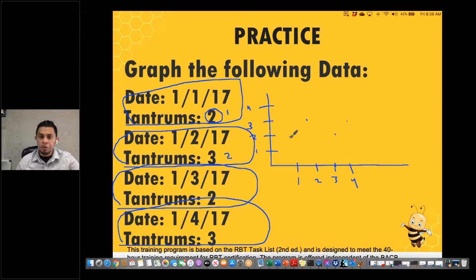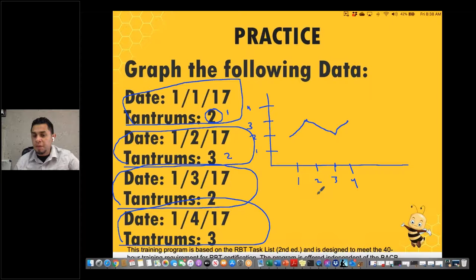And then what we do afterwards, we basically just connect the dots. Yes, that's simple. We just connect the dots. That's not a good connection. We connect the dots here, like this, and like this. Okay, and now right there, you just created your first line graph.